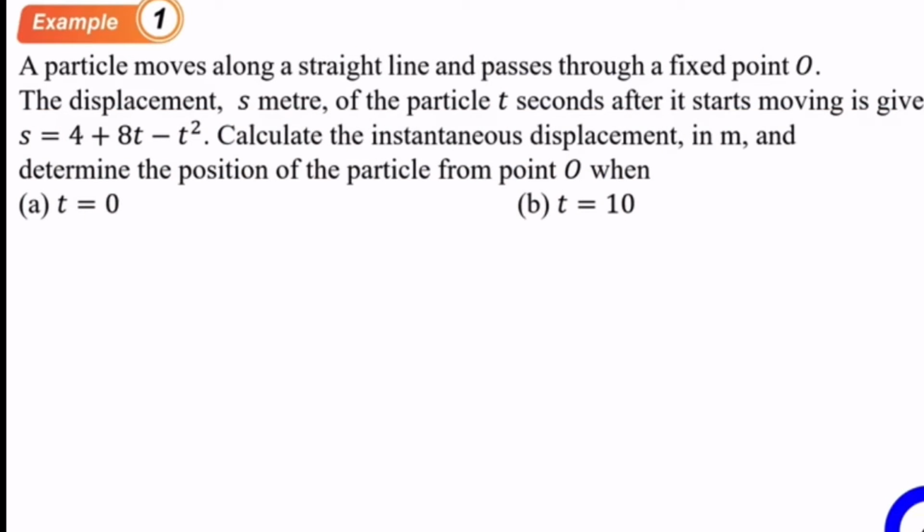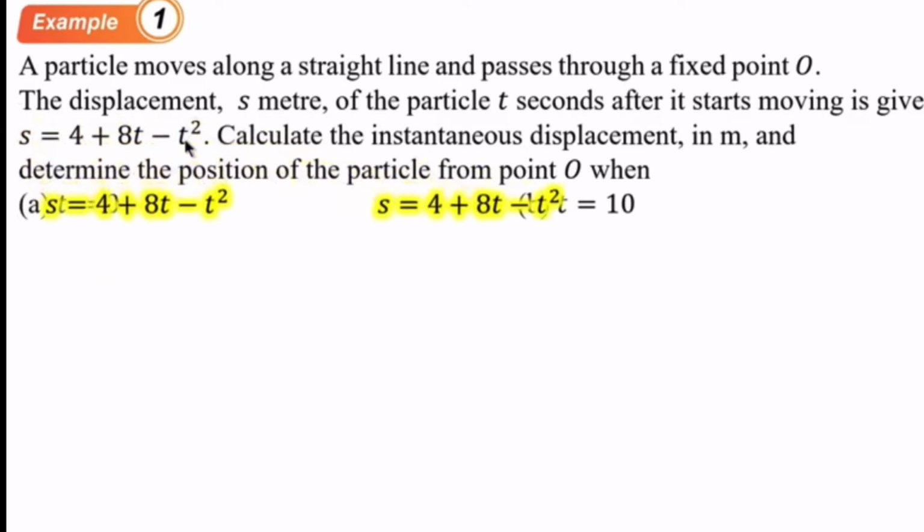So let's see example 1. A particle moves along a straight line and passes through fixed point O. That is a very important keyword. The displacement, s meters, of the particle t seconds after it starts moving is given.